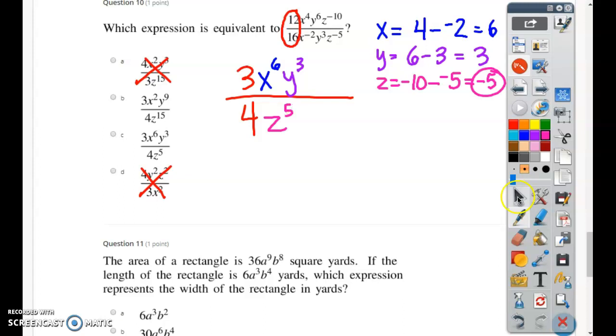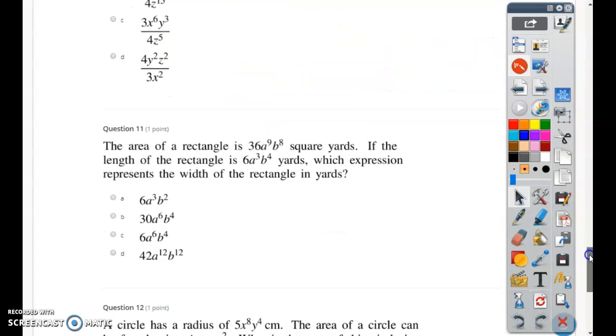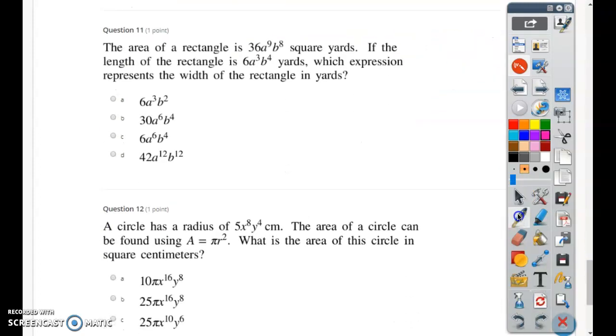Problem number 11. Make sure that you wrote everything down. Problem number 11. Area of a rectangle. How do you find area? You multiply. So I'm going to multiply these two.